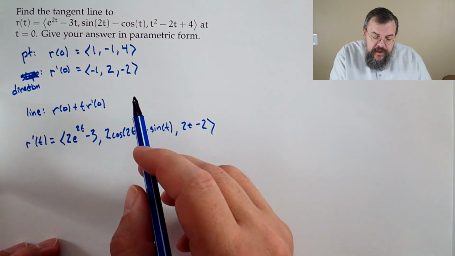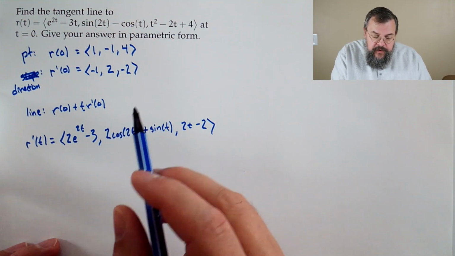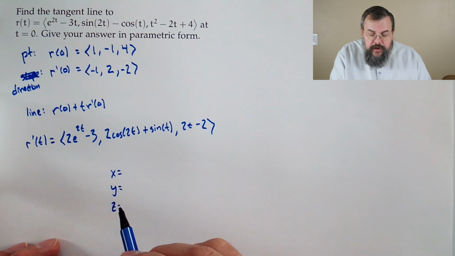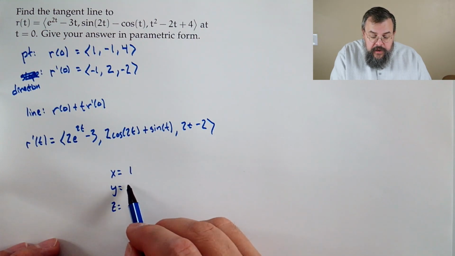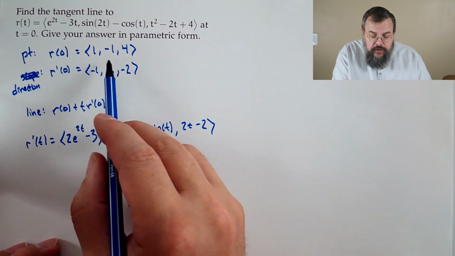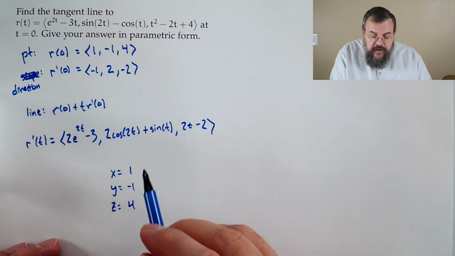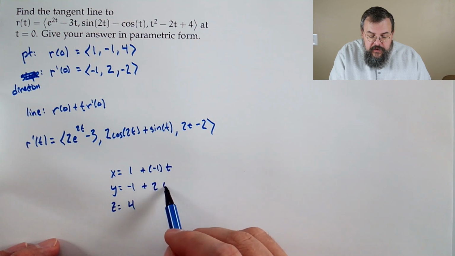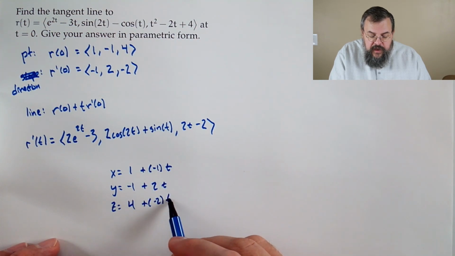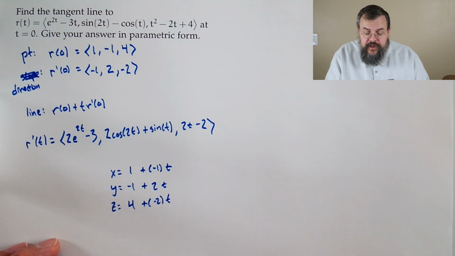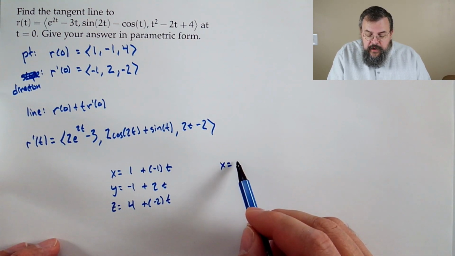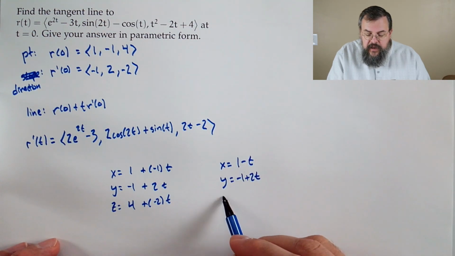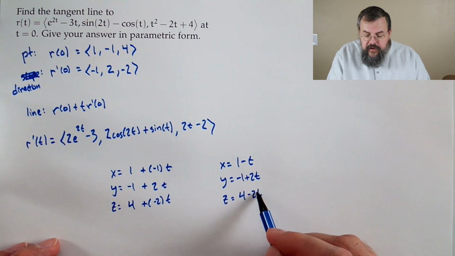Now we have our point and our direction. So in parametric form, because it says to give it in parametric form, we have x equals, y equals, z equals. We put our point in, 1, minus 1, 4, and then our vector for our direction, minus 1t, 2t, minus 2t. So minus 1, 2, minus 2, that's our direction. We can clean up just a little bit: x equals 1 minus t, y equals minus 1 plus 2t, and z equals 4 minus 2t.